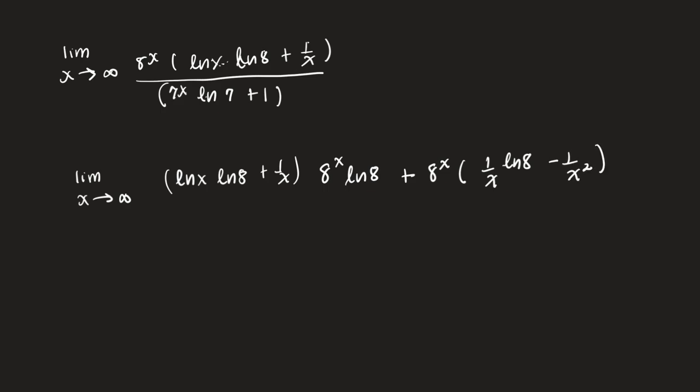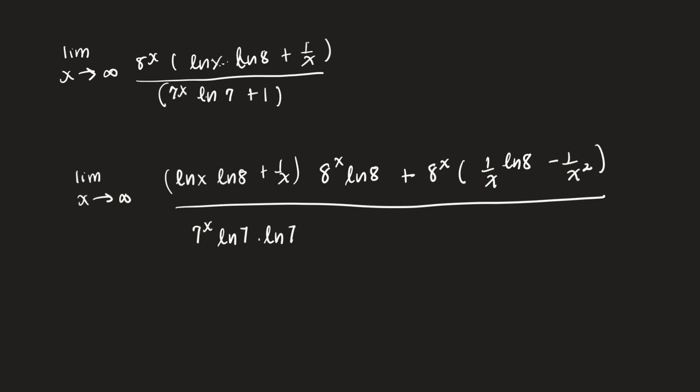And then when we take the derivative of the denominator, we just have a constant, which is ln of 7 times 7 to the x. So we're going to get 7 to the x times the ln of 7. That's the derivative of 7 to the x. And then I'm going to multiply it by that constant, ln of 7. And then when I take the derivative of 1, I get 0.